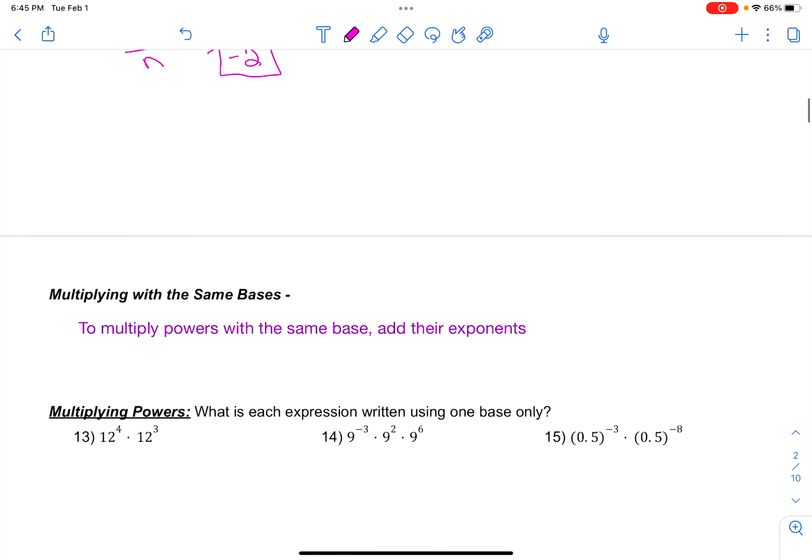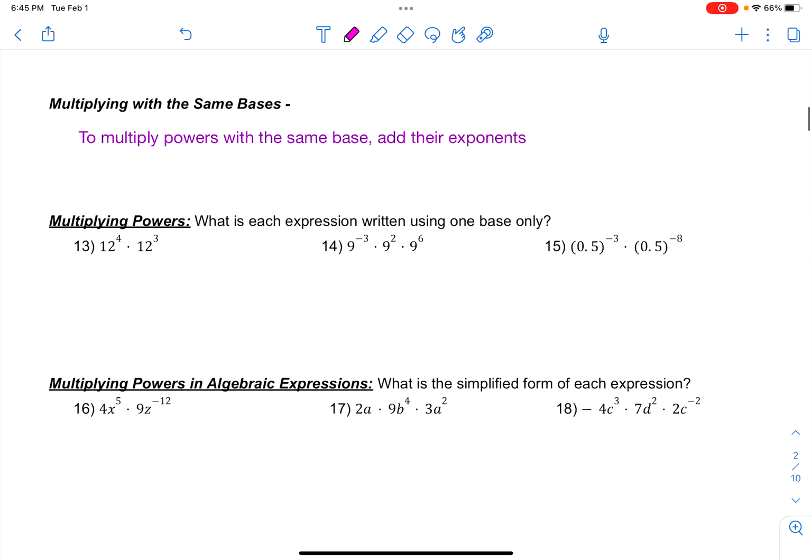For the next topic, we are going to go over multiplying with the same bases. If you have two numbers that you're multiplying together, and they have the same base, then you will add their exponents. Same base means that it's the same number with a different exponent. Sometimes it has the same exponent. And then you will just add those together.